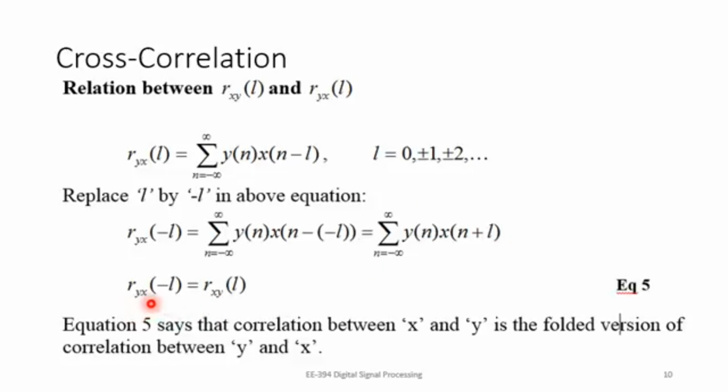So this is important because if you already know the correlation in one direction, then you do not have to calculate the correlation in the other direction. You just simply fold the signal, and this will be the correlation of the other relation.